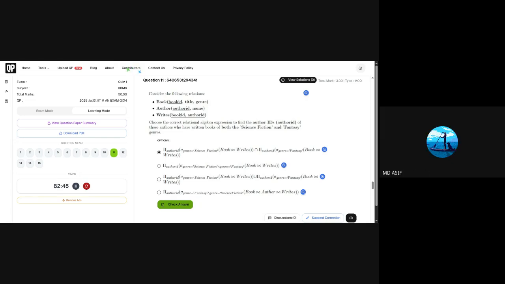Yes, so the intersection. The second option is violating the atomicity constraint, right? A cell contains only a single value, an atom.